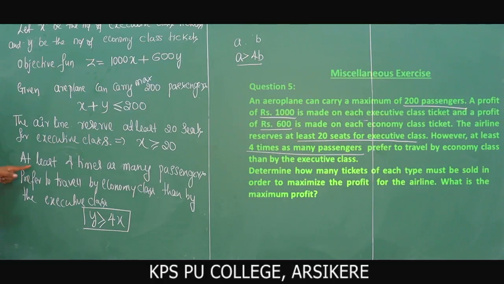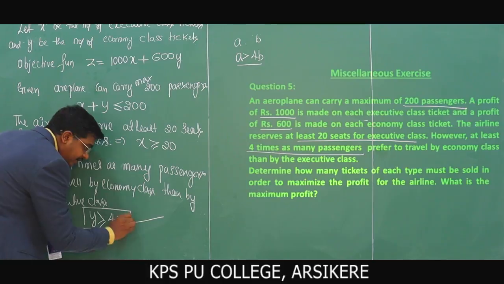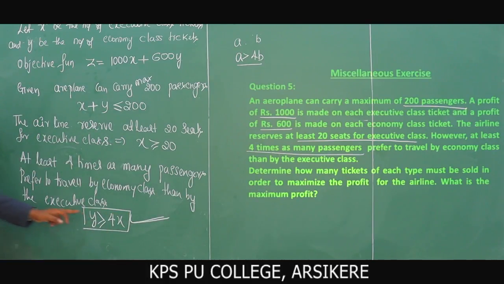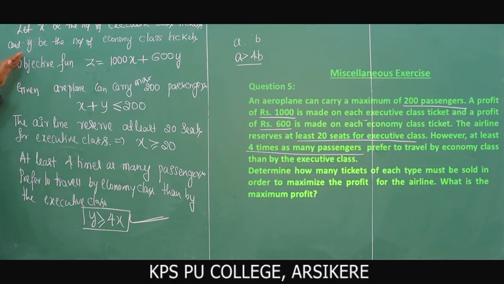I repeat again, at least 4 times as many passengers prefer to travel by economy than by the executive class. So economy class passengers must be greater than or equal to 4 times as many as executive class, that is Y greater than or equal to 4x. This step is very important. Y must be greater than or equal to 4x. Clear? So take a pause and write down all the things that I have written here.